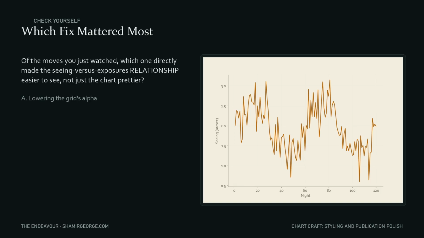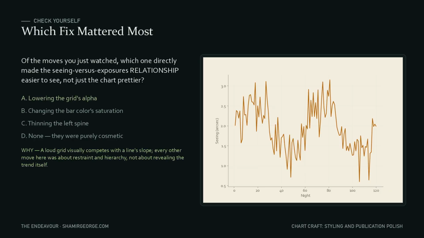Alright, quick check on yourself here. Of the 3 moves you just watched, the grid, the color, the spine, which one directly made the seeing versus exposures relationship itself easier to read, not just the chart nicer to look at? It's the grid, that's the one. A loud grid visually fights a sloped line for attention. The color and spine fixes were about restraint and hierarchy, not about revealing the trend underneath.